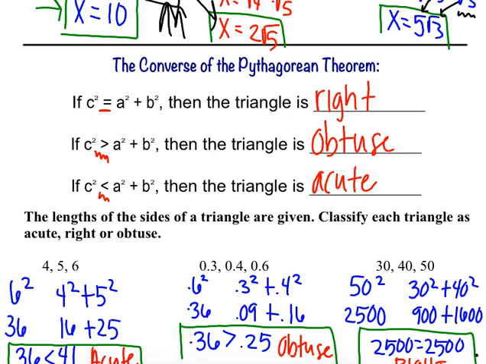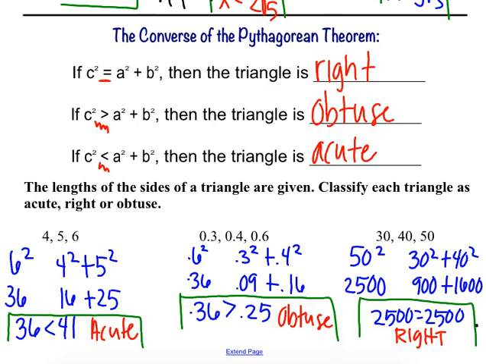So again, these examples down here, you've done before. All you had to make sure was you put your c, which is the largest number out of the 3, so 6 was your c value. Crunch the numbers and see what you got. This one you ended up with 36 is less than 41, so it's acute. 0.36 is greater than 0.25, so it's obtuse. And 2500 equals 2500, so the triangle is right.